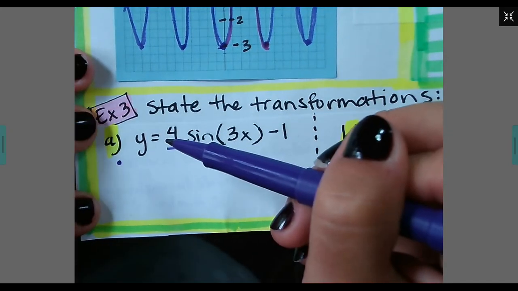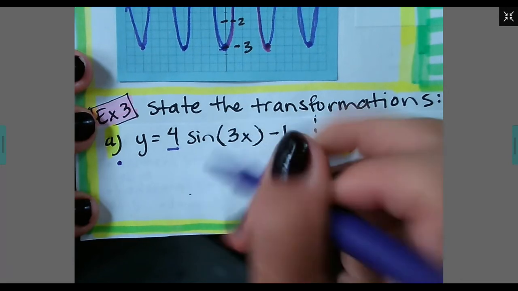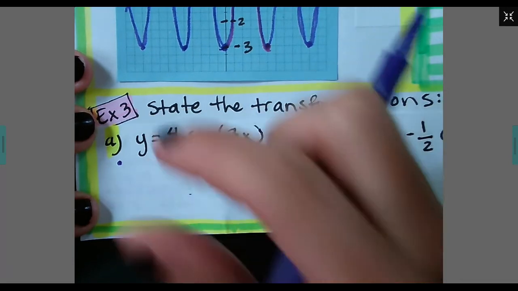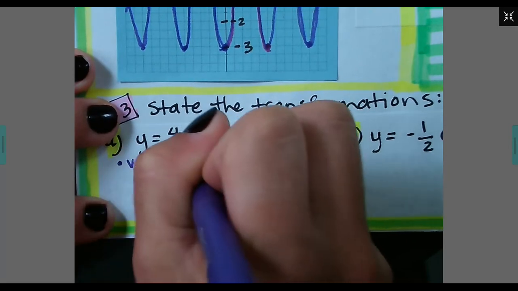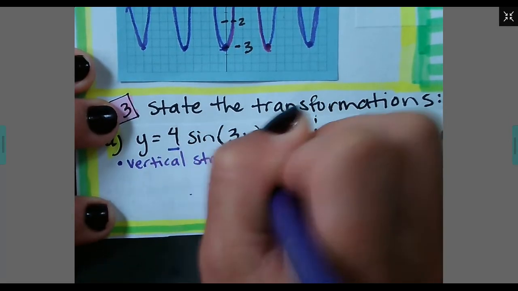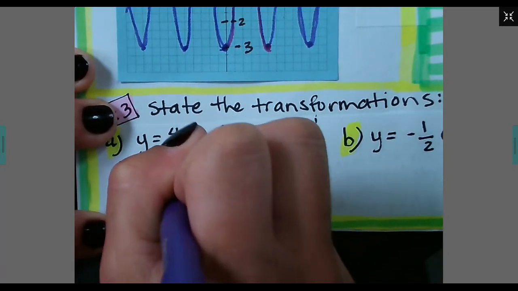Okay, so for this first example, we're first going to start with this 4. This is usually our amplitude, so instead of going up 1, down 1, it's going to go up 4, down 4. So we're going to make it taller in this direction. So it's going to be a vertical stretch by a factor of 4.